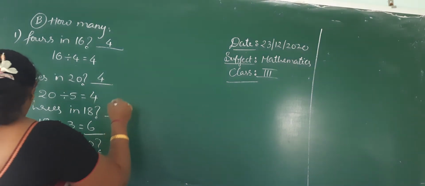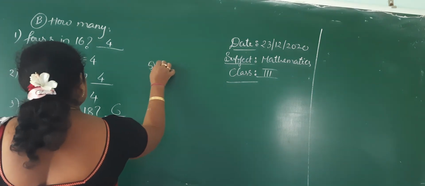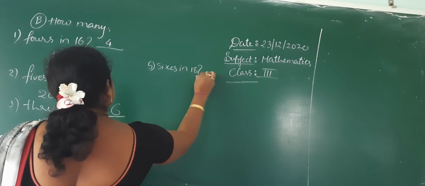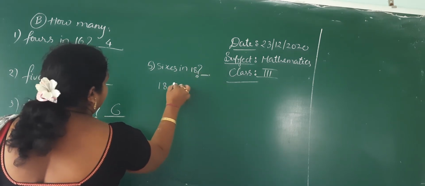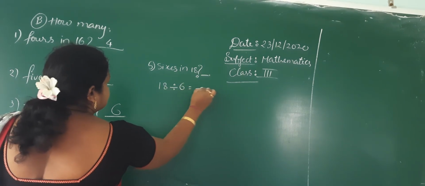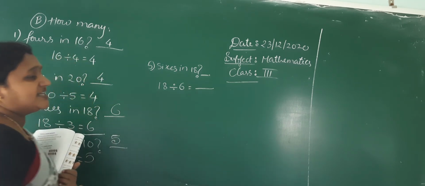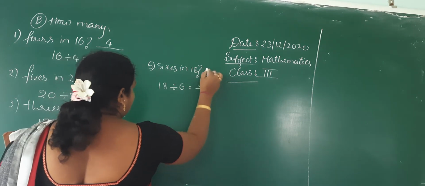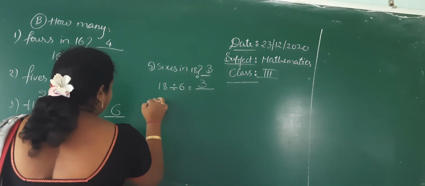See the next one, fifth one. How many 6s are there in 18? That means 18 divided by 6. In the 6 table when it comes to 18, 6 ones 6, 6 twos 12, 6 threes 18. So 3 times. So 3 6s are there in 18.